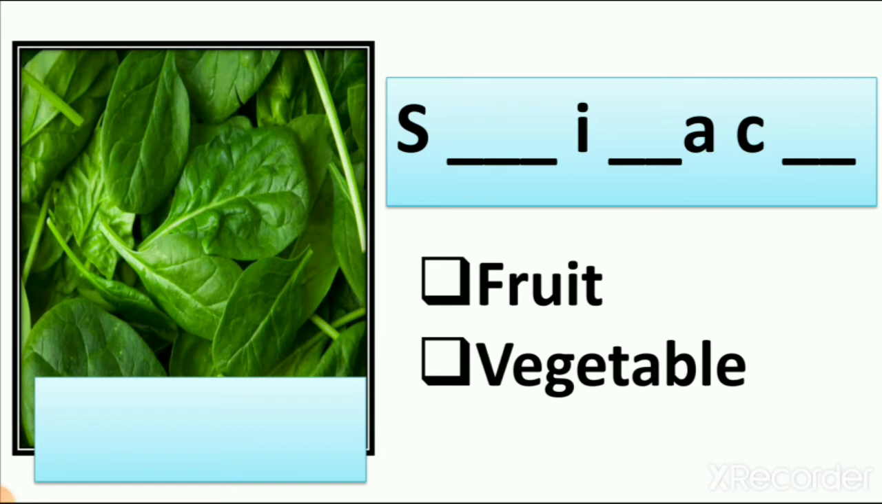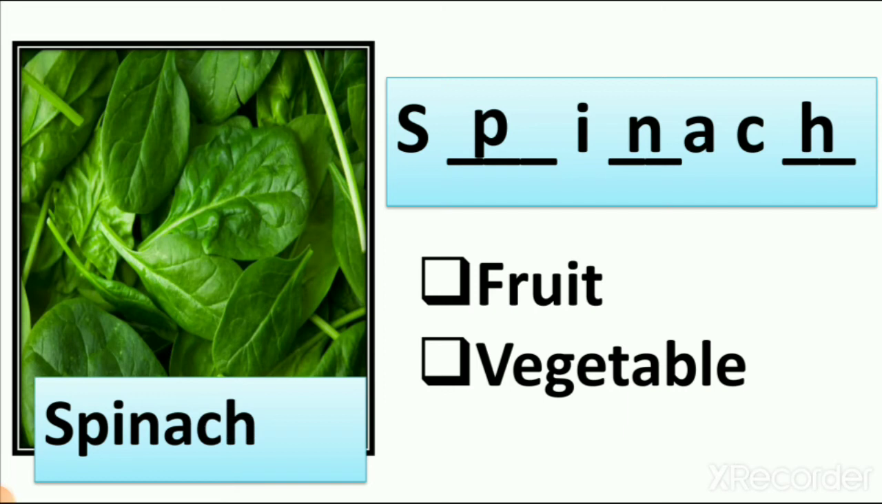So let's write the spelling of spinach. We have S. Then which letter comes? P. Then I. Then N, A, C, H. So what is the spelling of spinach? Spinach. So we write the spelling of spinach here. Let's write the whole spelling, spinach.